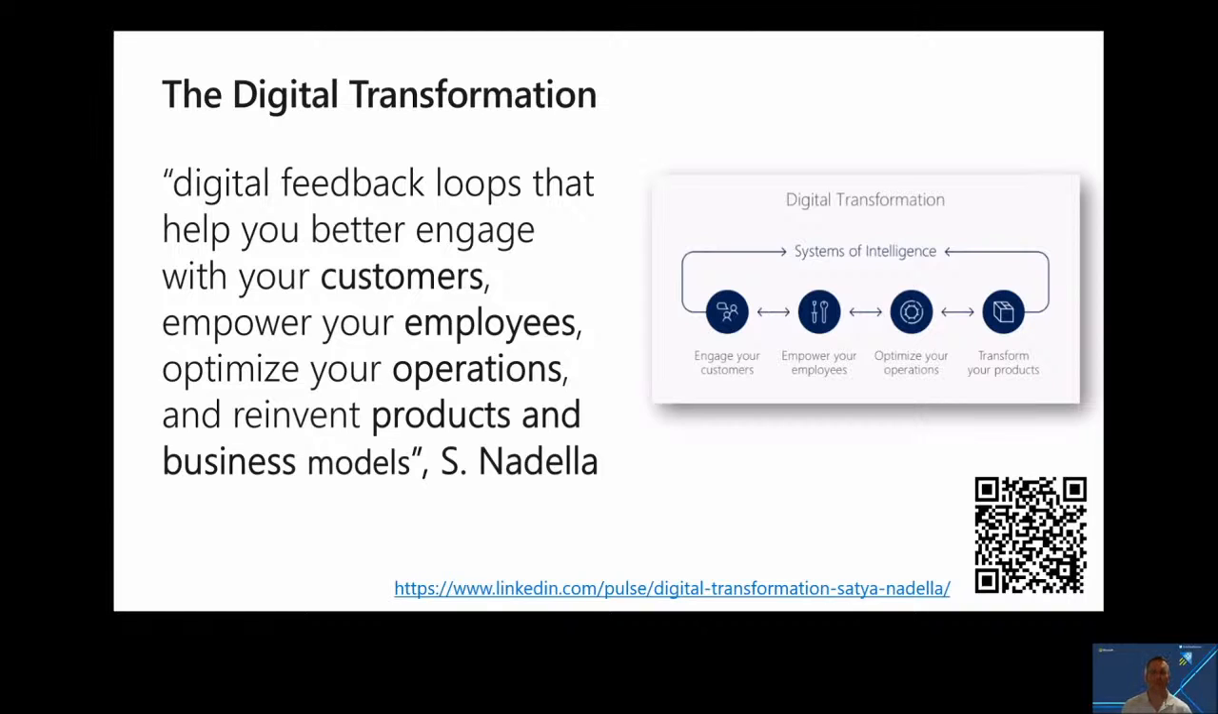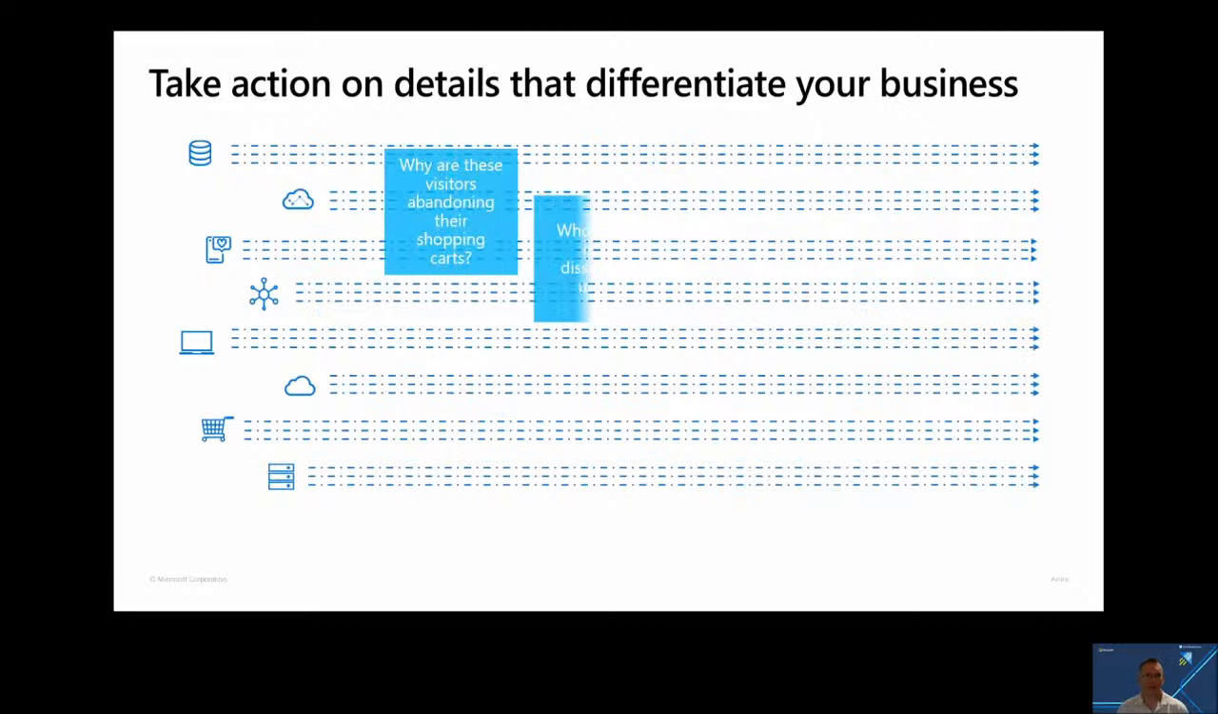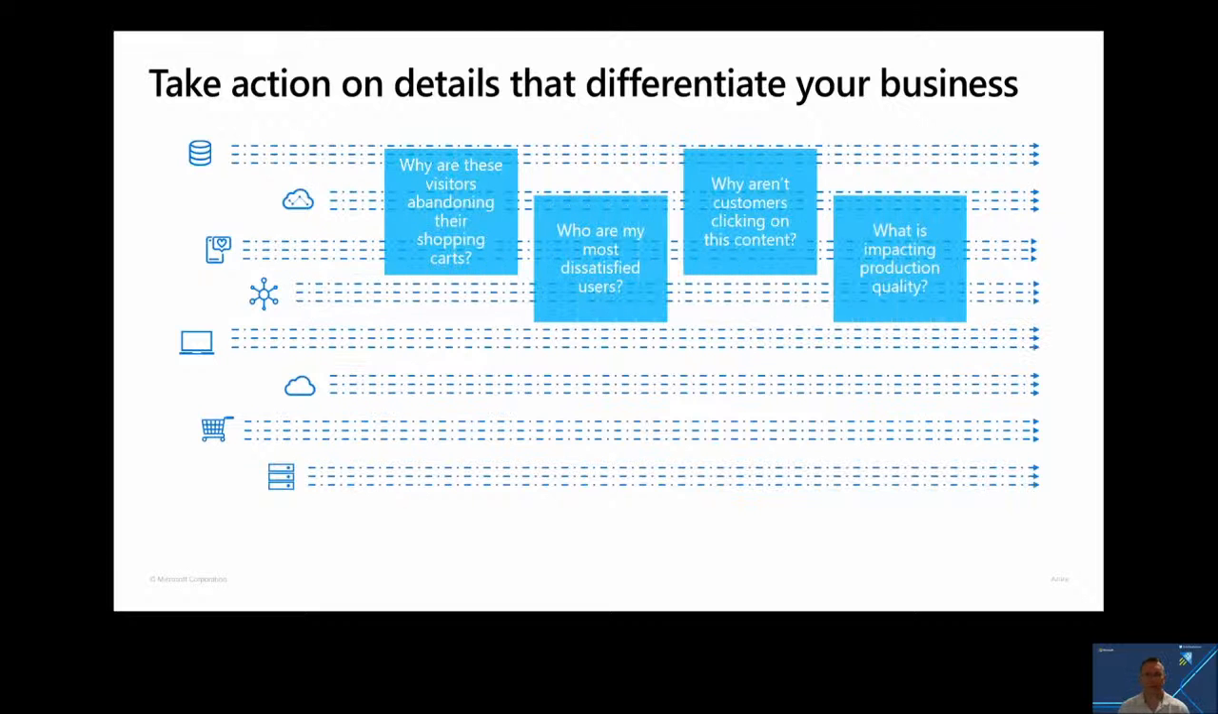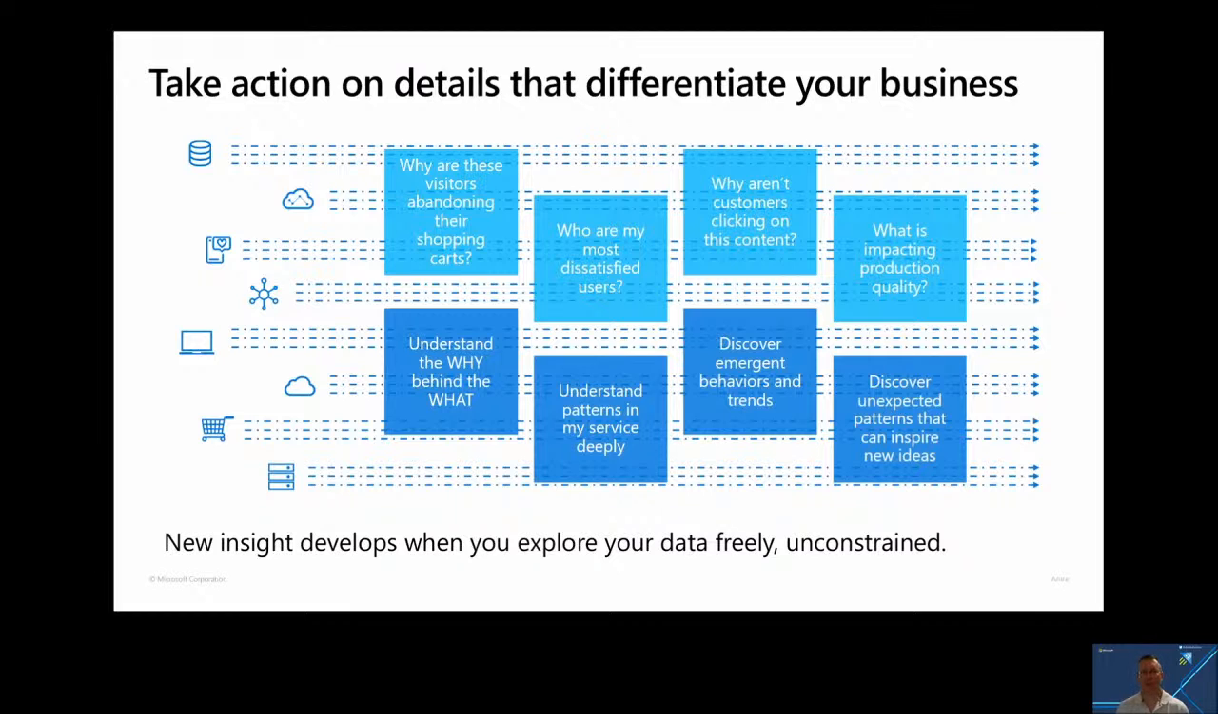All these elements of information need to be taken into account when we optimize how our system works. These questions can take a lot of forms. For example, why are my shoppers abandoning their shopping carts? Why is this device breaking down? What is impacting quality?